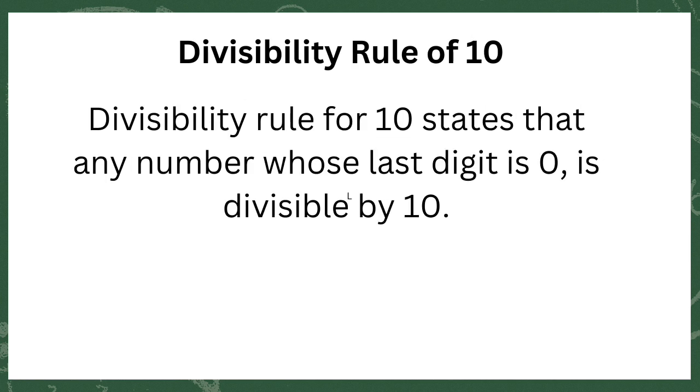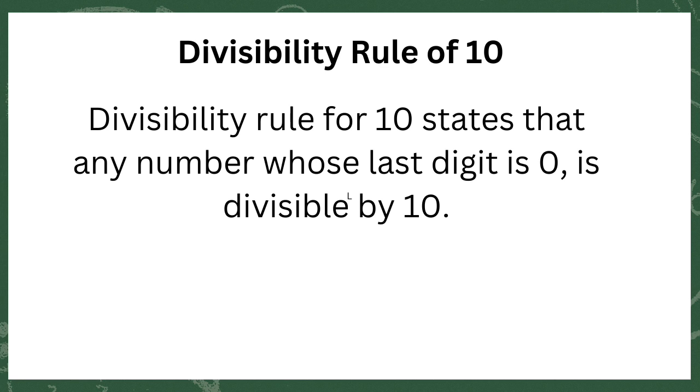The divisibility rule of 10. It states that any number whose last digit is 0 is divisible by 10. That's pretty straightforward. So you just look at the last digit. If it is 0, then it is divisible by 10. If it is not, then it is not divisible, no matter how large the number is, right?